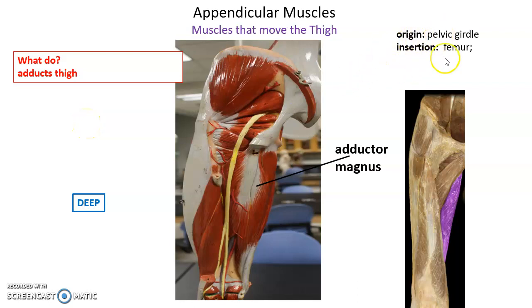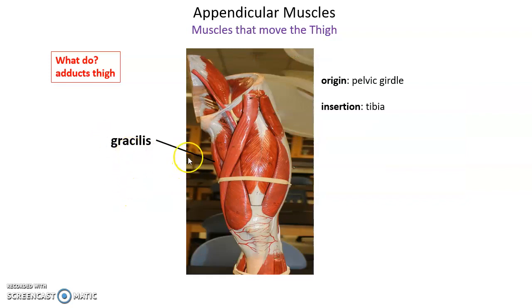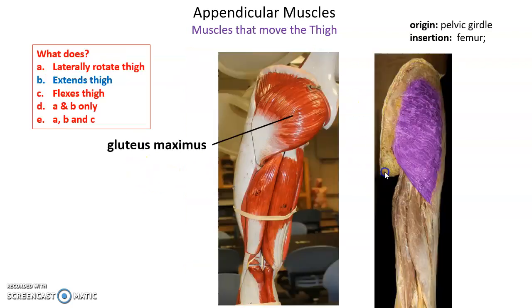Adductor magnus, again, helps to adduct the thigh. Its origin is the pelvic girdle. It inserts into the femur. Then we have gracilis. Gracilis is a very medial muscle, very thin, and it also helps to adduct the thigh. Its origin, pelvic girdle, inserts into the tibia.